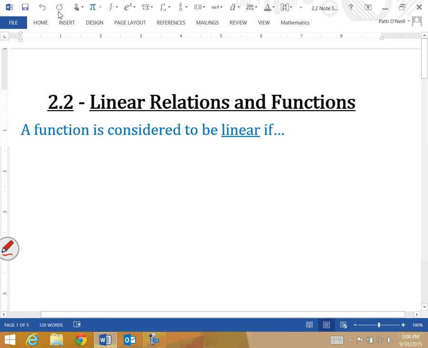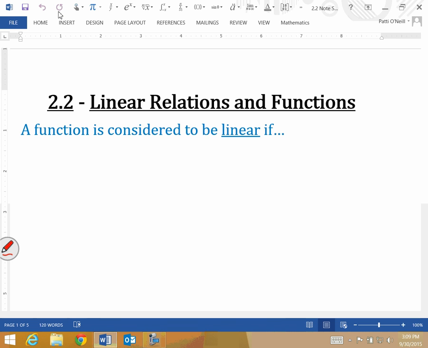Hi everyone, this is the 2.2 video called Linear Relations and Functions, and we are going to discuss what criteria have to be met in order for a function to be considered to be linear, and then actually work with some functions as far as looking at what we call their standard form in different parts of the function.